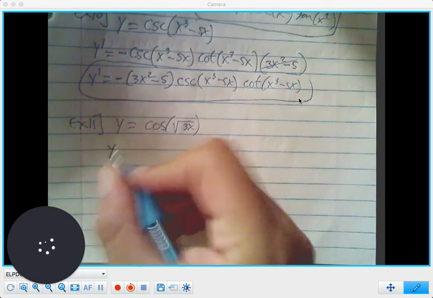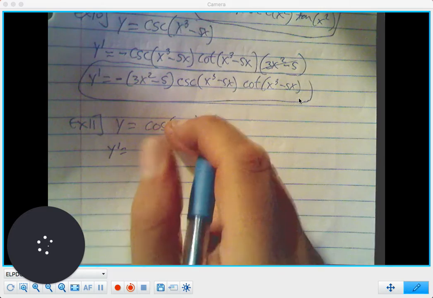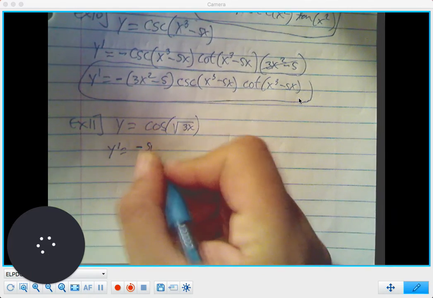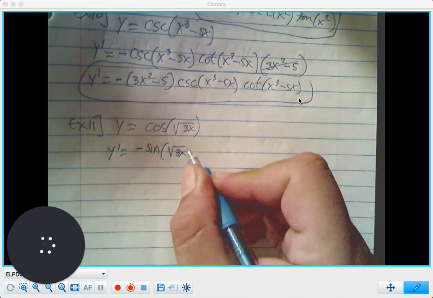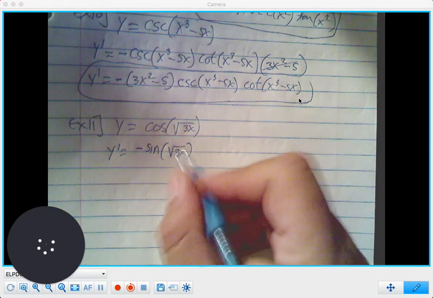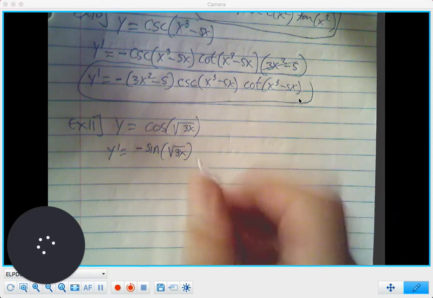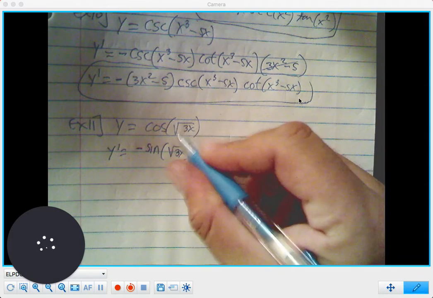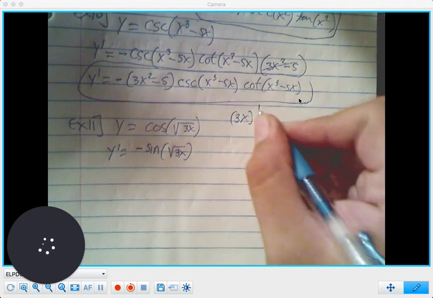y prime. What is the derivative of cosine? The derivative of cosine is negative sine. Negative sine what? Well, this thing. Am I done? No, because I have something other than x. What does that mean? I need to take the derivative of the inside. But guess what? Remember, anytime you have a square root, change it. This would be 3x to the 1/2.